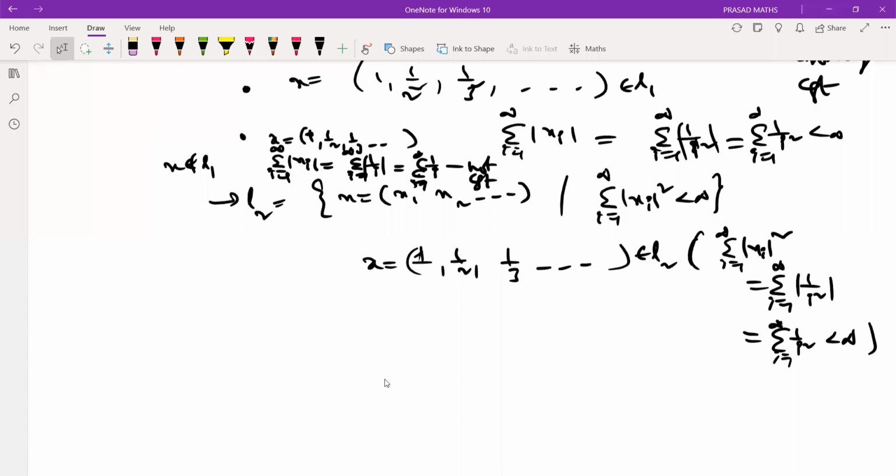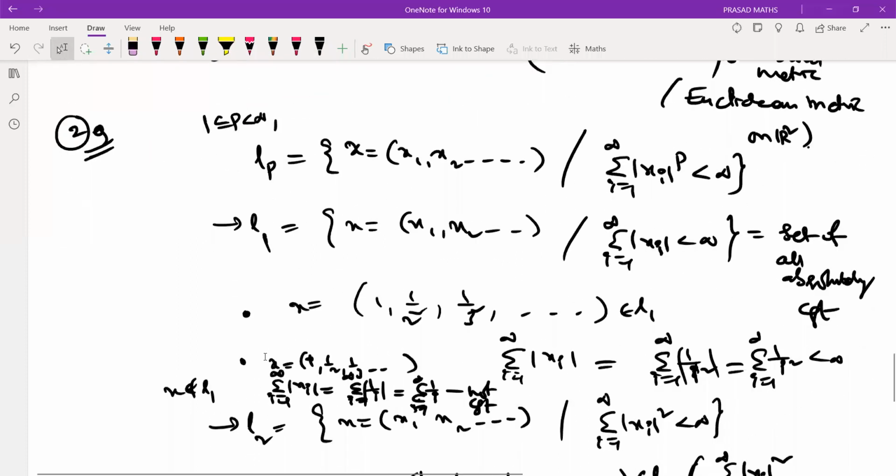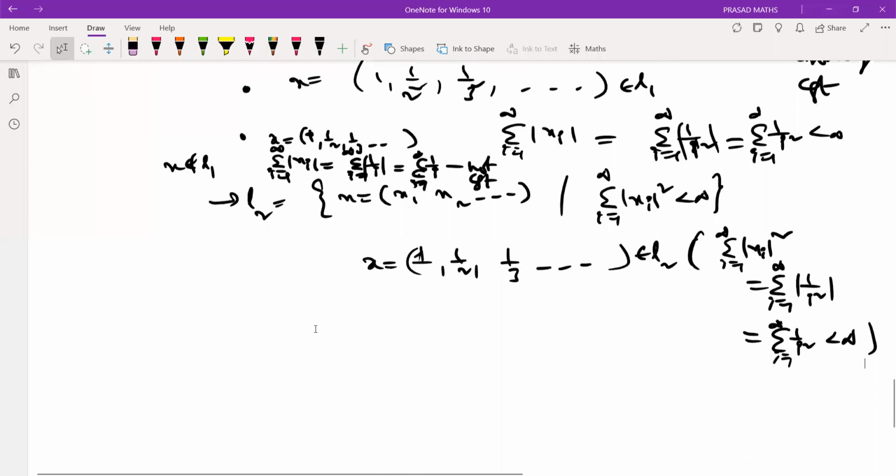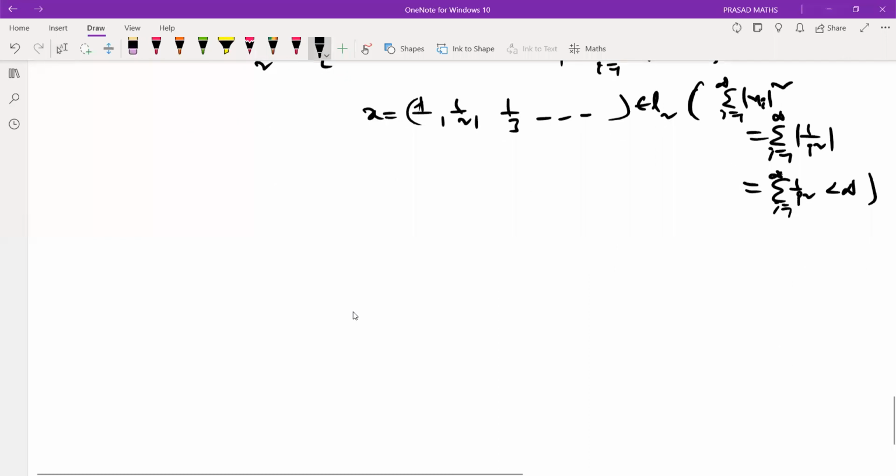Hence it's an element of L2. So this is a definition of LP spaces. Right? This is a definition of LP spaces. Right? So the same strategy.